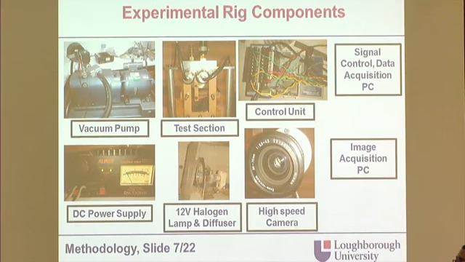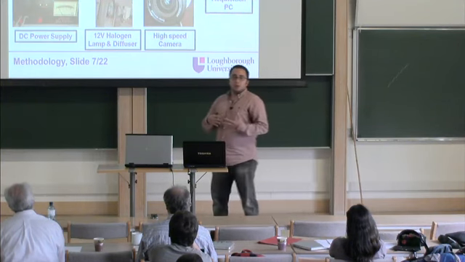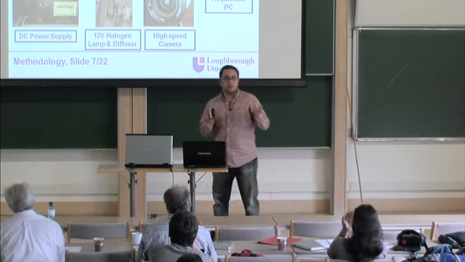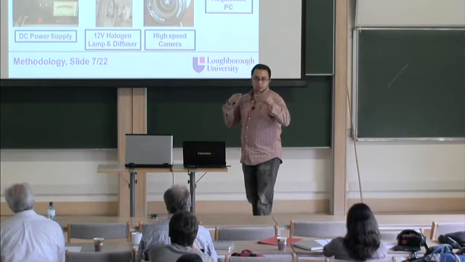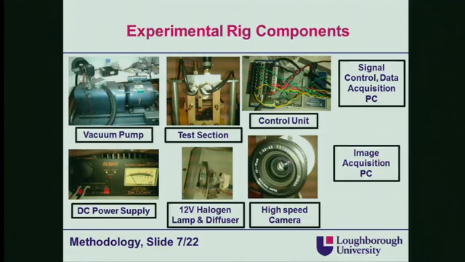Regarding the optical rig, we have a 12-volt halogen lamp used here, powered by direct current so that we avoid any fluctuations in the intensity of light throughout different images. So we make sure that the optical technique works well.